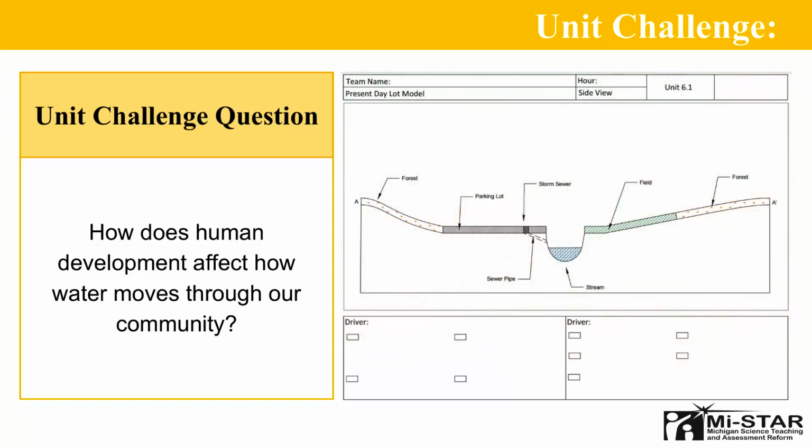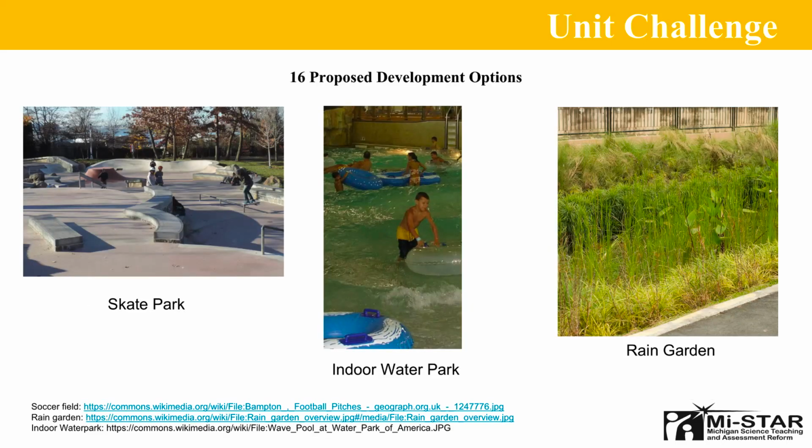The planning committee wants students to evaluate proposed plans to revamp the unused land near the school. Before students can advise on which plans will be appropriate, they must explain why the flooding happens more often now than in the past, by investigating the multiple pathways water can take when moving through the water cycle. Throughout each lesson, students will apply their learning to this challenge and will ultimately make recommendations for how to repurpose the lot in order to reduce flooding and benefit the community. There are a total of 16 different proposed development options.